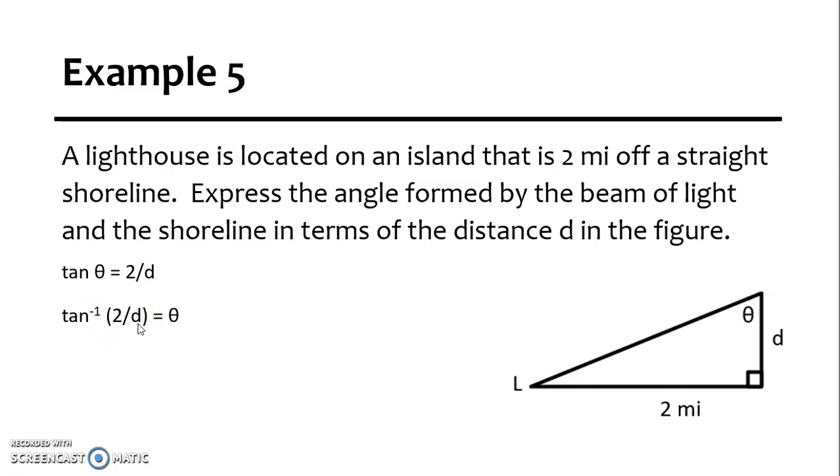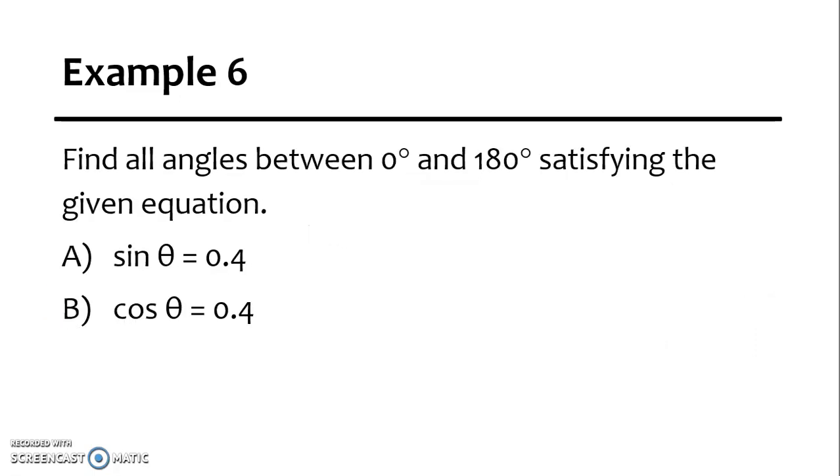And I know it doesn't seem like a final answer because it just seems like an expression, but that's what they wanted. Okay, let's take a look at another type of example. In example 6, it says find all angles between 0 and 180 degrees satisfying the given equation. So in part A, they gave us sine theta is 0.4.